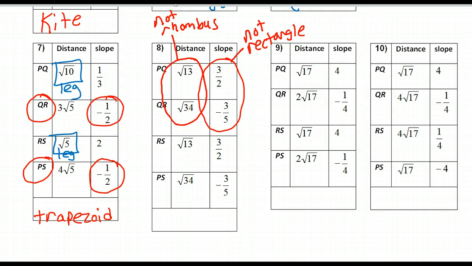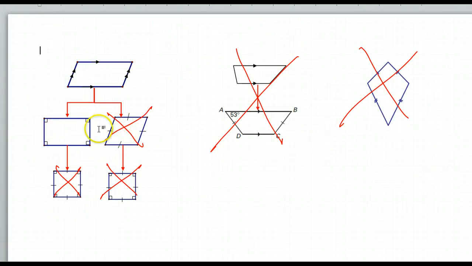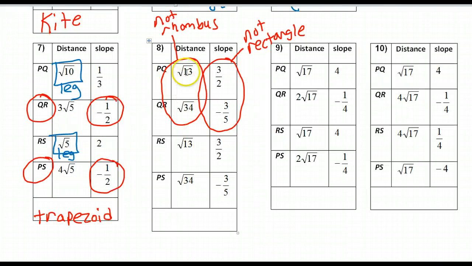Alright? Don't forget to say what these things are not. If you do not move on to the lower level, when we say it's not a rhombus, we have to mention it. If we're not going on down to rectangle, we have to mention it. So it's not a rhombus because these lengths are not the same. It's not a rectangle because these are not opposite reciprocals. So we stopped at parallelogram.